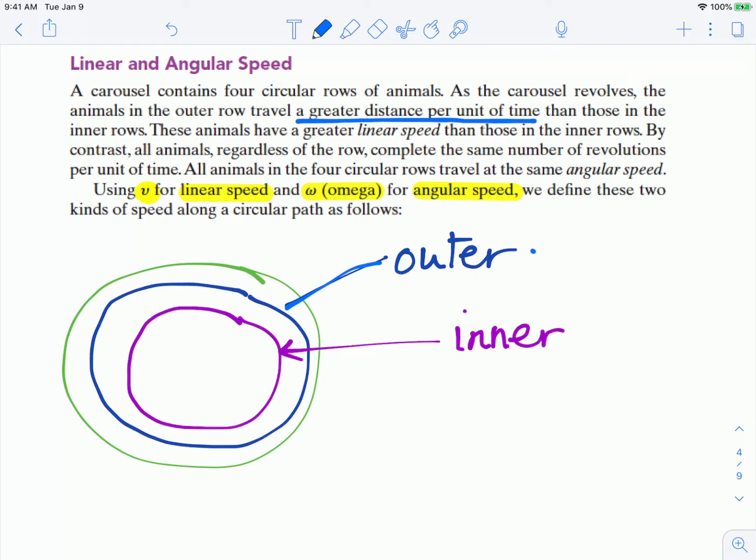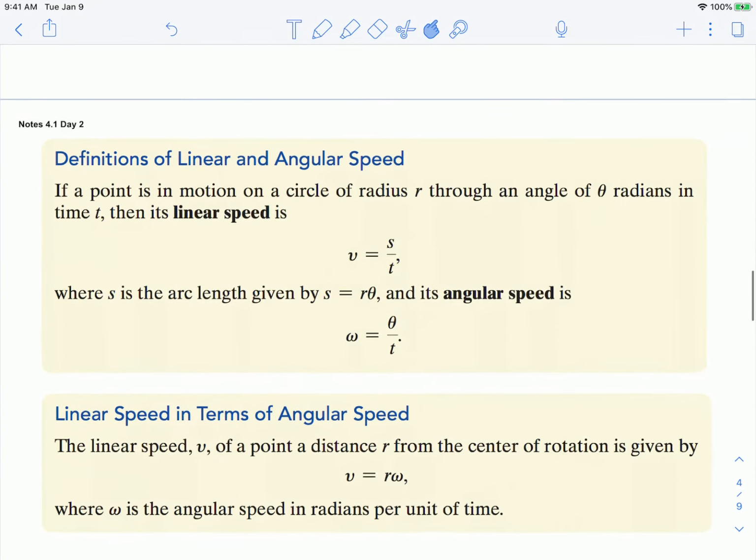So these are going to go faster. Regardless of the row, they complete the same number of revolutions per unit of time. All animals in the 4 circles travel at the same angular speed. So what I've highlighted in the yellow is we're going to use V for linear speed and W for angular speed. So we're going to go ahead and define those on the next slide.